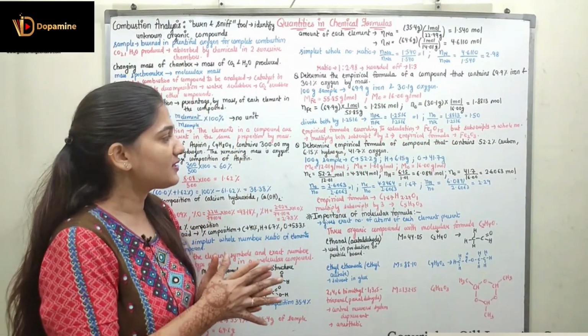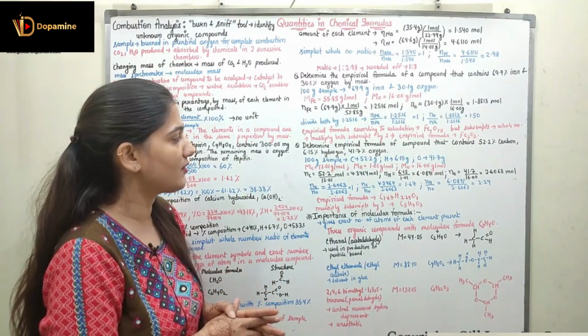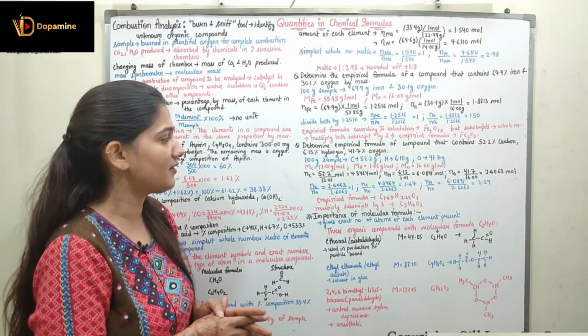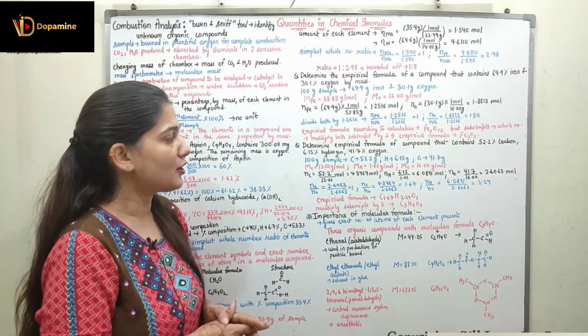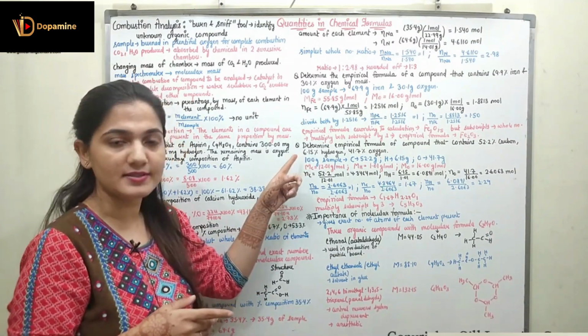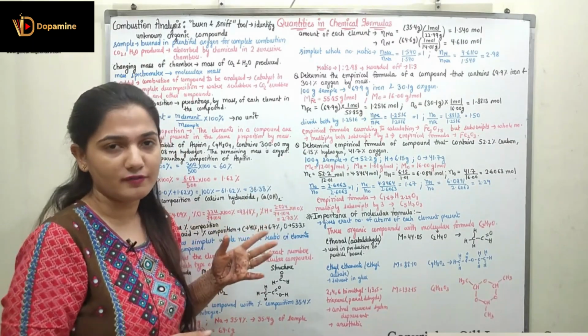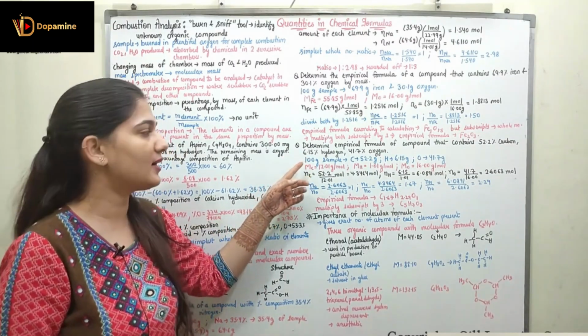Coming to the next question, which asks to determine the empirical formula of the compound that contains 52.2% of carbon, 6.15% of hydrogen and 41.7% of oxygen. Here we have 3 elements, right? So now we are going to find out the percentage of all of them. Here again we are considering the 100 gram sample.